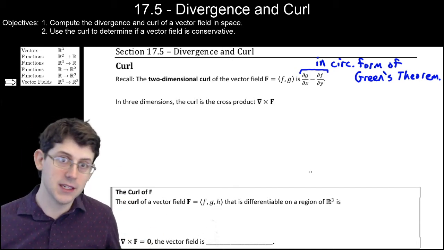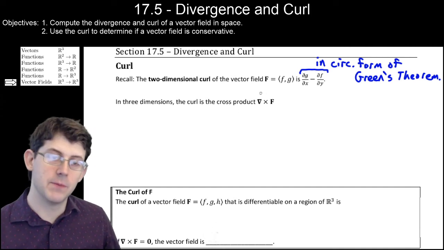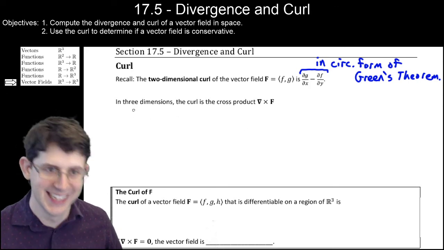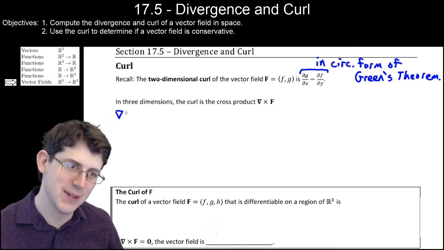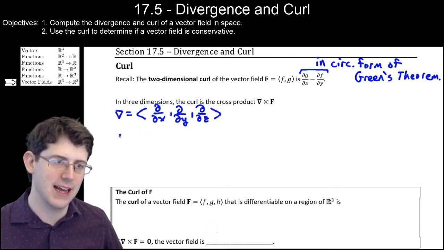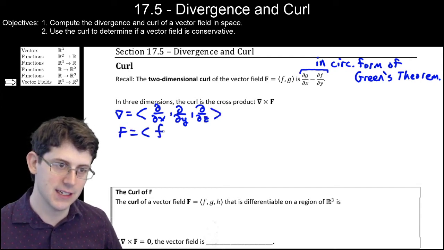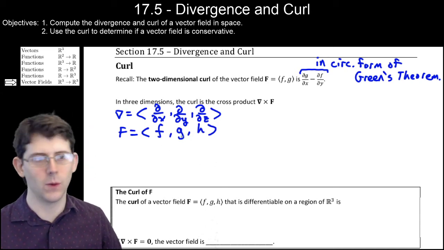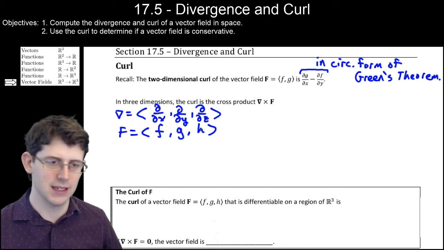Well, in 3 dimensions, we tried doing the dot product of this weird del with a vector field. So I don't know, let's try the cross product. So remember, del is now this vector that's full of operators. F is a vector field, so it's got some functions in all 3 slots. Like this might be xy plus 2, and this might be yz minus 3, and this could be x.